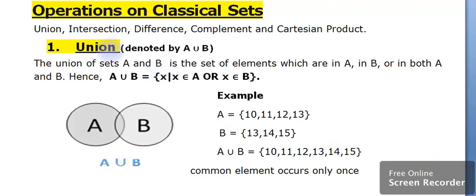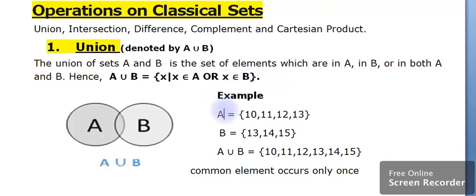So the first is union. This union operation is denoted by the symbol union, A union B. So what is union operation? The union of sets A and B is the set of elements which are in A or in B or in both A and B, which is similar to the logical OR operator. So how can you define A union B? A union B is a set of elements x, where x may be in set A or it may be in set B.